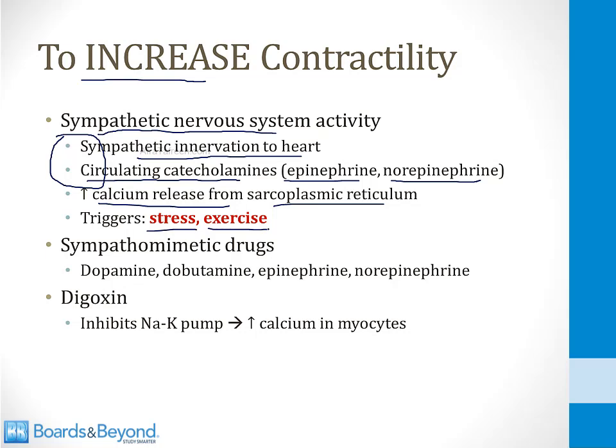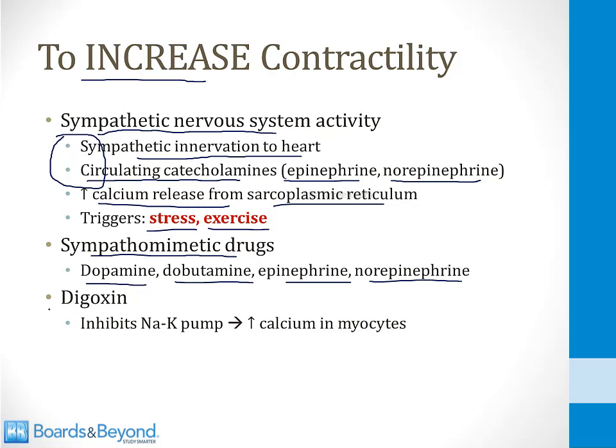anything that increases sympathetic nervous system activity. A non-physiologic way by which contractility can be increased is via the use of sympathomimetic drugs. These are drugs like dopamine, dobutamine, epinephrine, and norepinephrine. They all stimulate sympathetic nervous system receptors in the heart, and they exert the same effects that the sympathetic nervous system normally does under physiologic conditions.